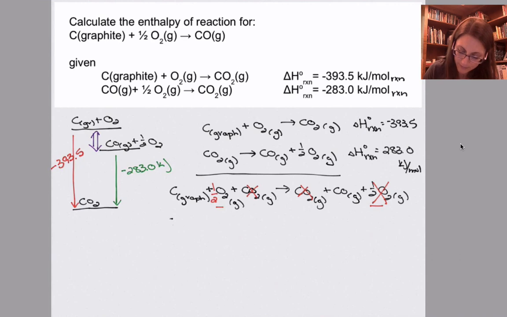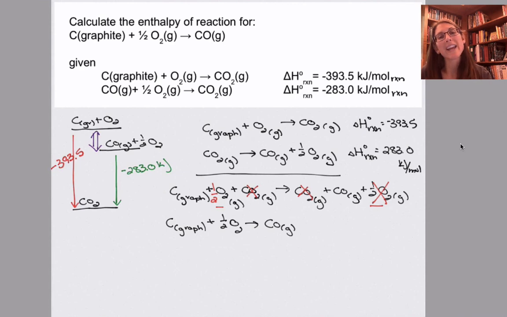What remains is my target equation. So I can add my equations now once I've manipulated them. And just like you would add the equations themselves, you're going to add the values for delta H. So I'm going to take negative 393.5 and I'm going to add to that 283. And I'm going to find that the standard heat of reaction for this process is negative 110.5 kilojoules per mole RXN, so as written with the coefficients in that equation.